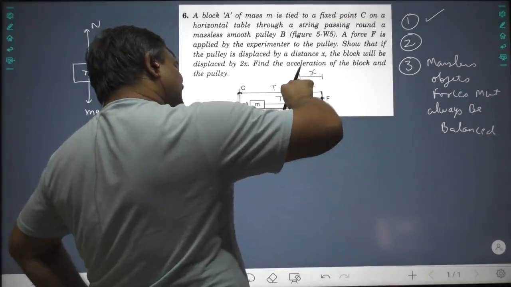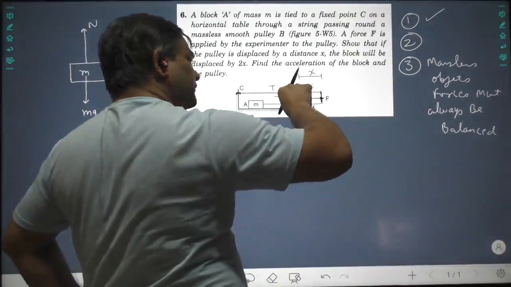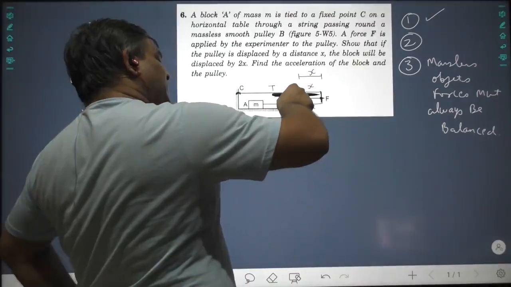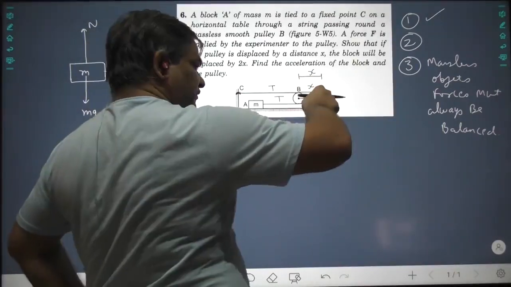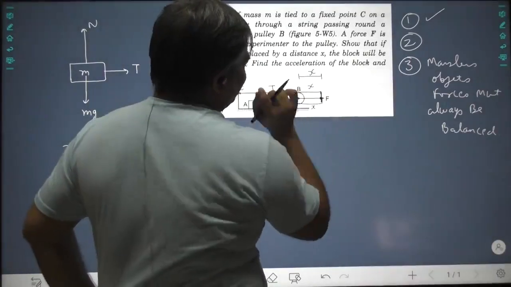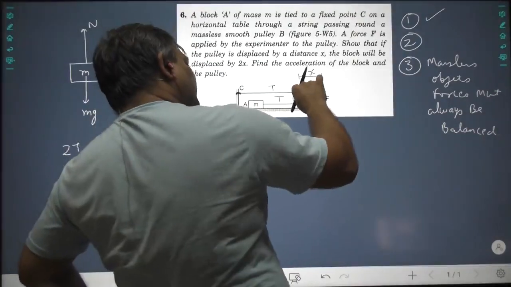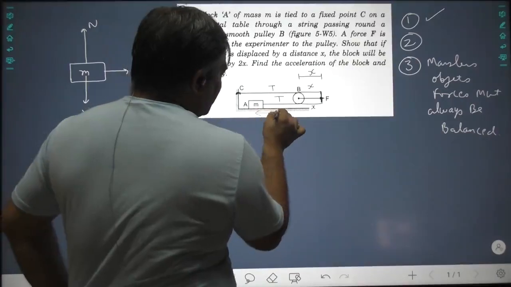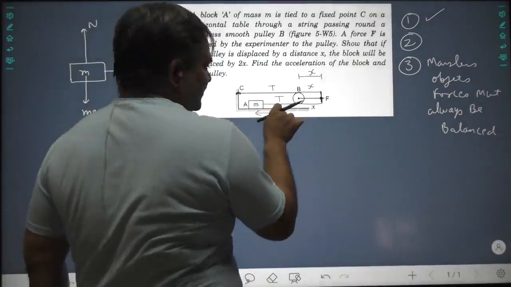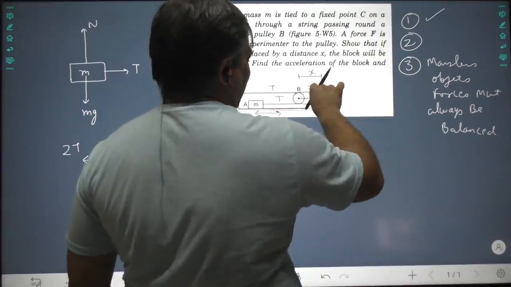So to move this a distance x, for the pulley to move a distance x, the above string should also get extended by x, and the below string also should get extended by x. So to move this pulley by x distance, we need 2x unit of string, and that can only be obtained from M. So to move this distance x, this must move 2x distance, because when this moves 2x distance, x will go above, x will go below, then only it will move x distance.